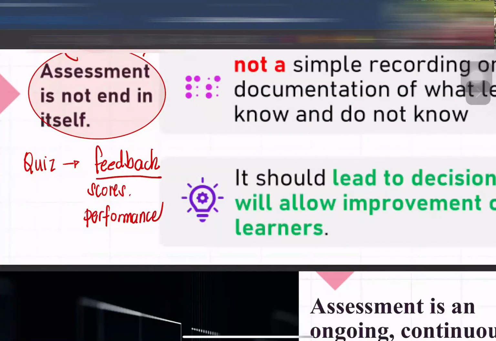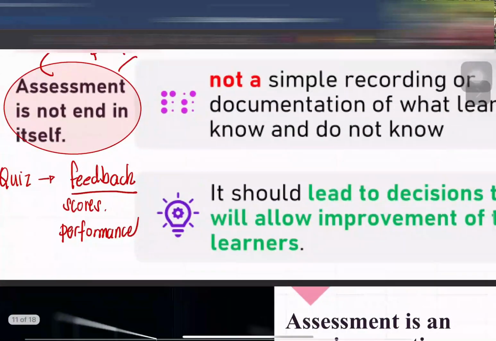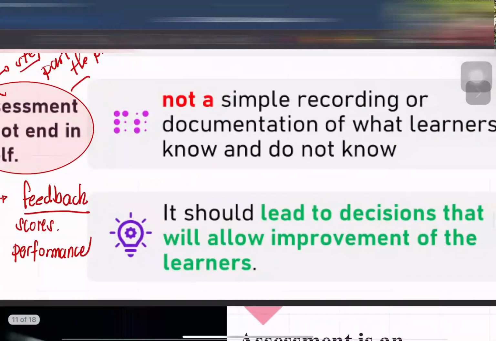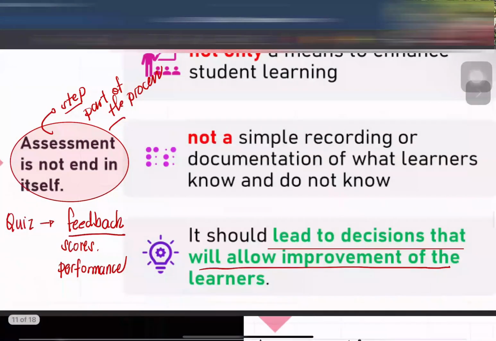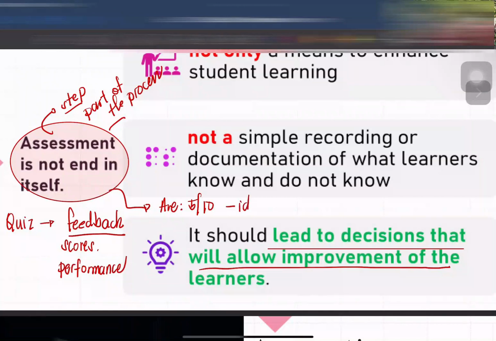para malaman nila kung saang area sila mag-i-improve. Now, it is not also a simple recording of what learners know and do not know. It should lead to decision that will allow improvement of the learners. So, pagkatapos nating mag-feedback halimbawa, tapos nakita ko, yung average score ng students ko, for example, 5 lang out of 10. Ibig sabihin, they poorly understand the topic because it's only half the scores. Okay? Now, anong gagawin mo? You identify class the weak points. You identify the weak points of your students.